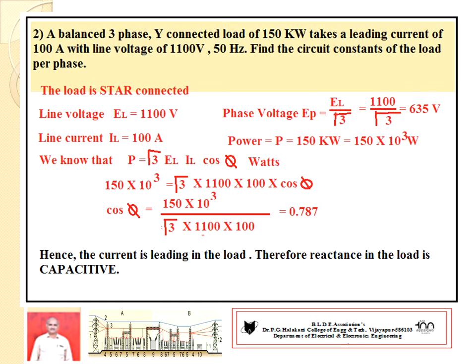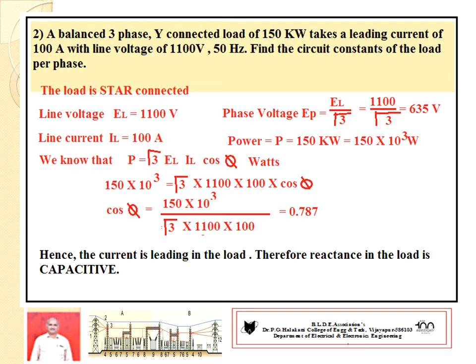Next, another problem. A balanced 3-phase star connected load of 150 kilowatt takes a leading current of 100 ampere with line voltage of 1100 volts, 50 Hz. Find the circuit constants of the load per phase. So now, on one side, you write down all the given data and the type of connection.